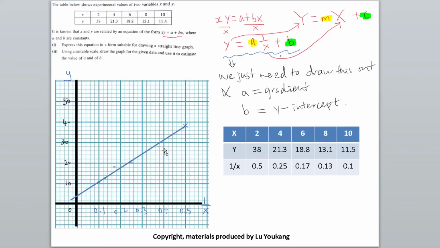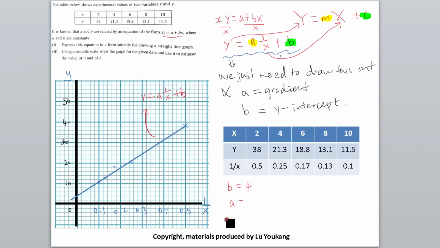So what I need to do now, part 2: using a suitable scale, draw the graph for the given data and use it to estimate the value of a and b. So a is the gradient and b is the y-intercept. In fact, we can read it off the graph for our b value, but let's do the value of a first. Before that, after drawing the line, you should label it: y equals a times 1 over x plus b.